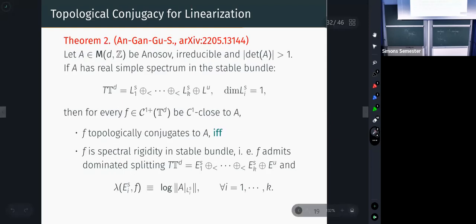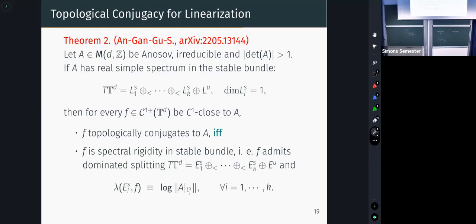And then for higher dimensional things, we also have something similar, but we have some restrictions on the spectrum. Like we have an Anosov map, which is also irreducible, that's the matrix, and it could be a non-invertible Anosov map. And assume it has real simple spectrum in the stable bundle. That is, all eigenvalues in the stable bundle are real and have different absolute values. That is, you have the splitting like here.